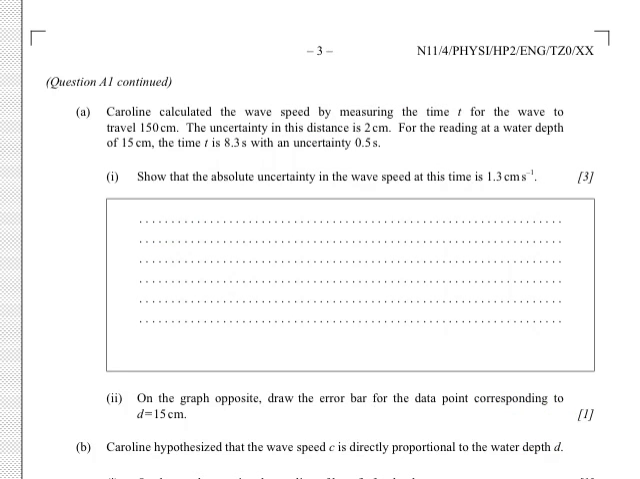And now we have an uncertainty problem. So if Caroline calculated the wave speed by measuring time t, and the time t to travel is 150 centimeters, okay, then what she's doing is she's calculating speed by doing distance divided by time. All scalars.